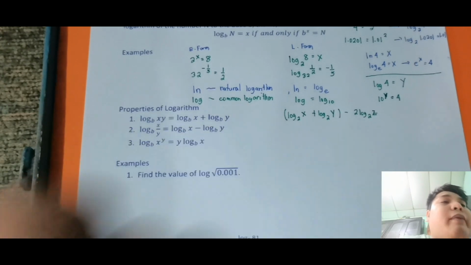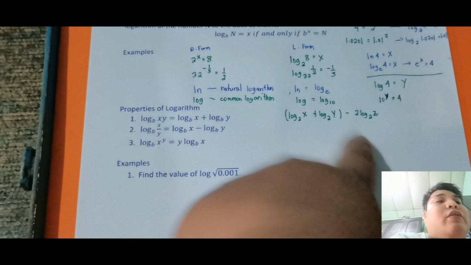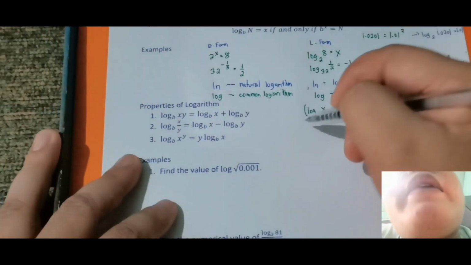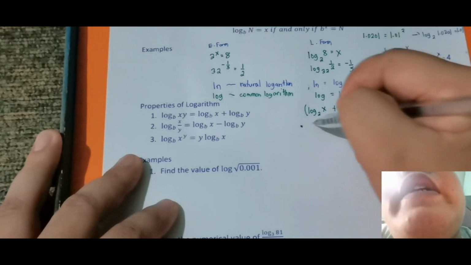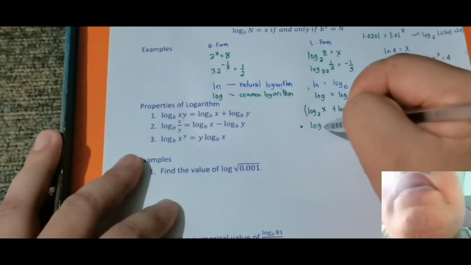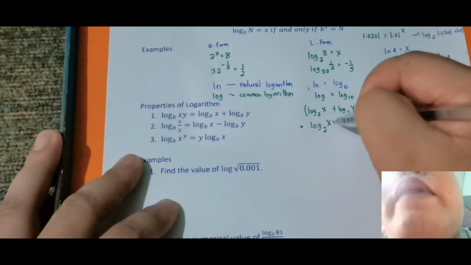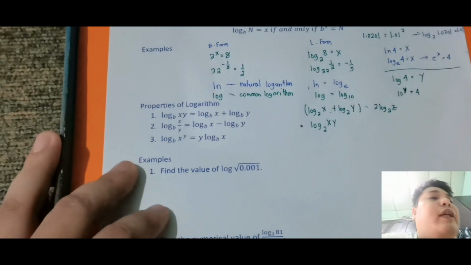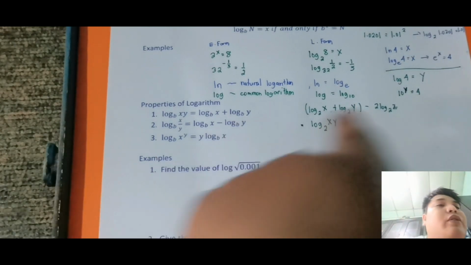So check nyo muna kung pare-pareho sila ng base. So kung titignan mo, parehas naman ng base, so possible siya. So para sa una, napansin nyo na parehas sila dito. So, since parehas ng base, copy na natin yung logarithm to the base 2. Then, the product rule, kasi plus yan, so this is x times y. Then, minus, kung napansin nyo, ito yung rule number 3.